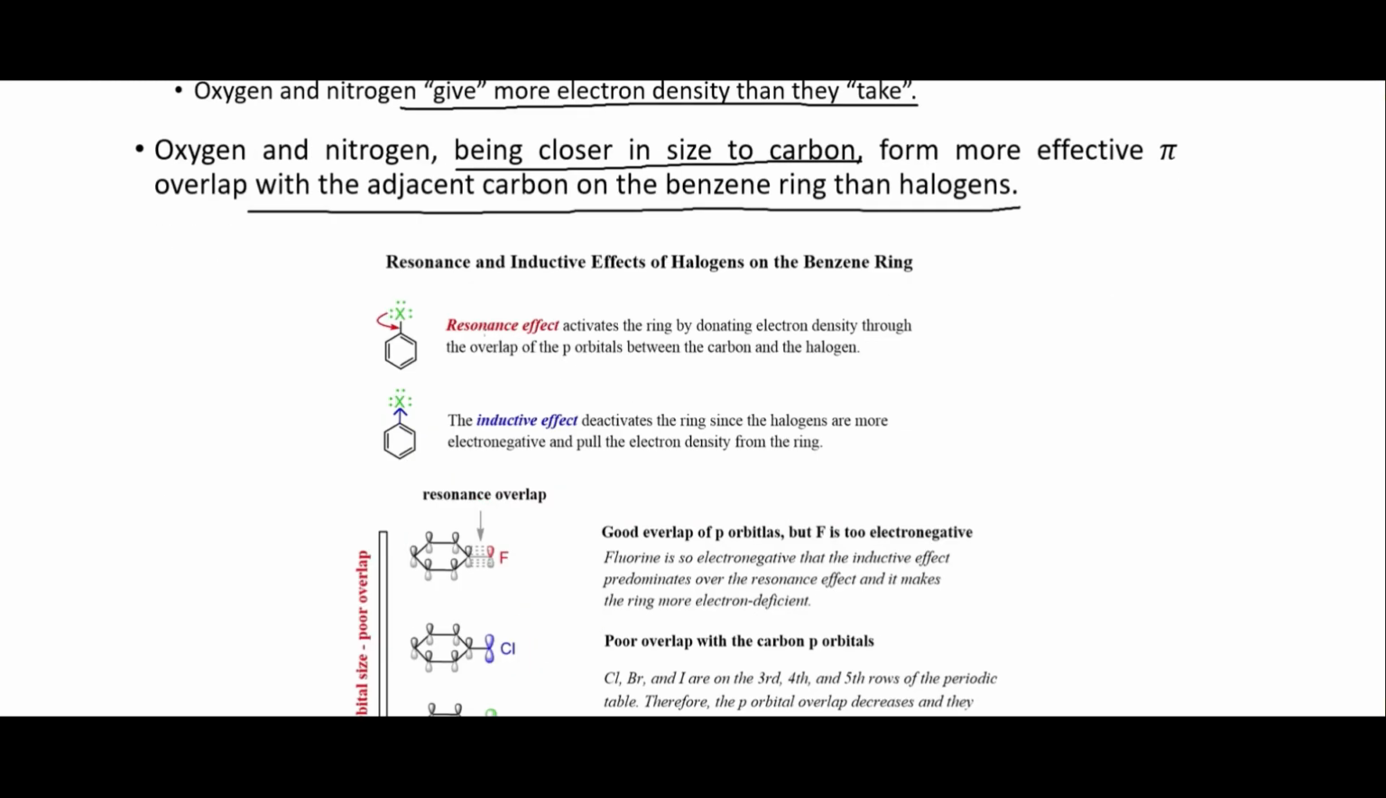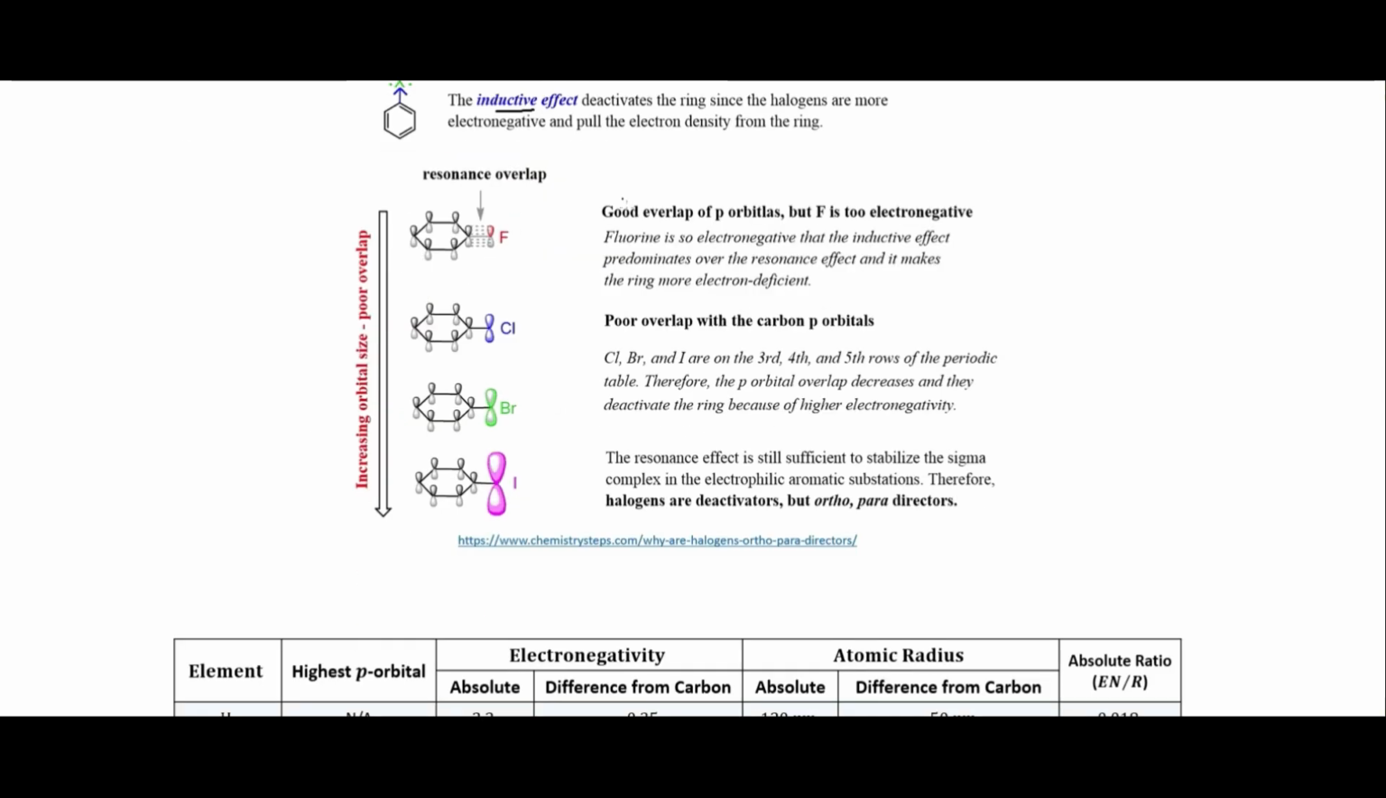So again, we have our resonance effect here, our inductive effect here. Inductive effect in the halogens is going to make it electron withdrawing. The resonance effect is going to make it electron donating. But what we see here for the fluorine, we have good overlap of the p orbitals. But because fluorine is so incredibly electronegative, that is going to end up winning out for the fluorine.